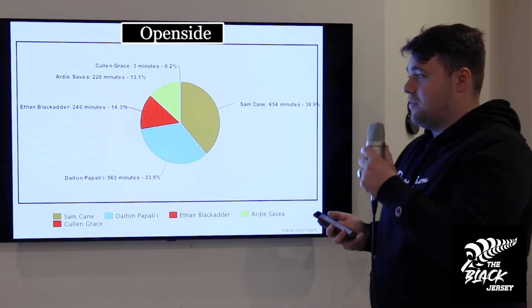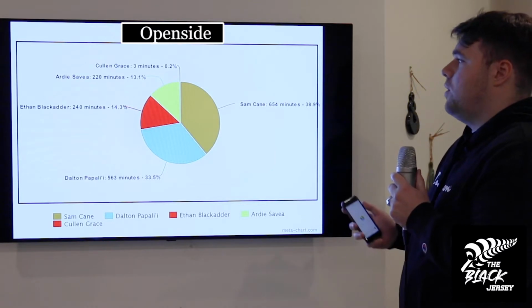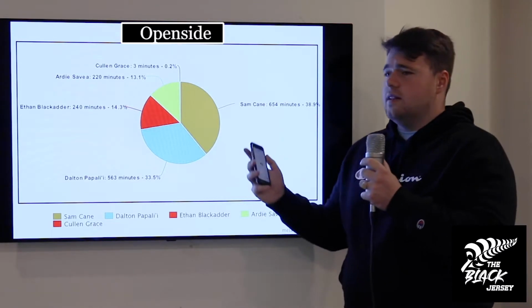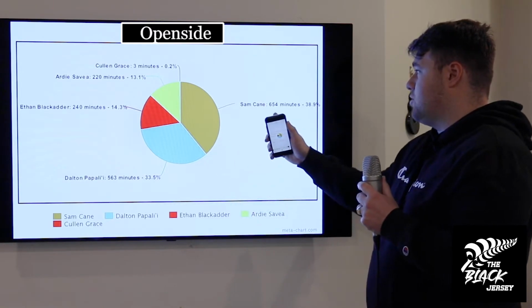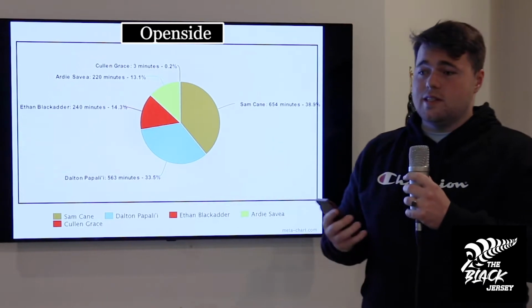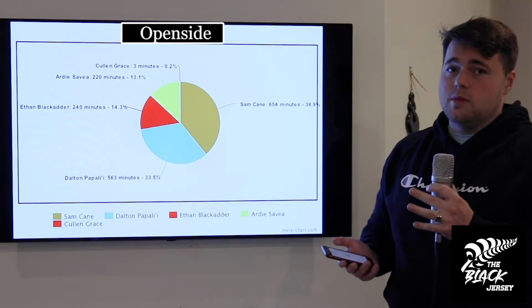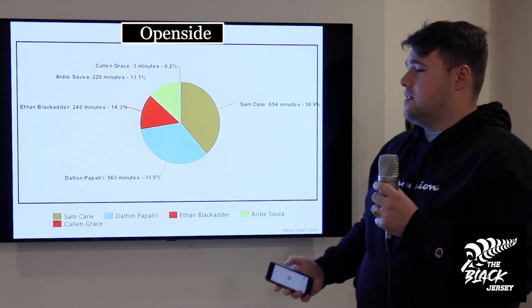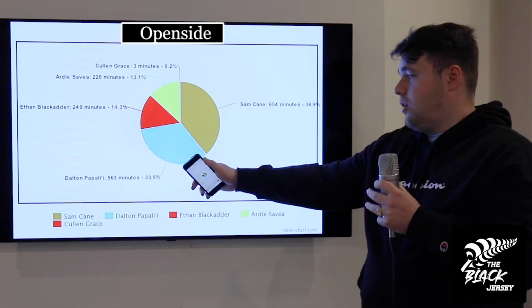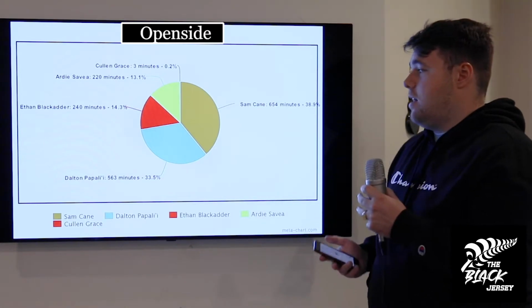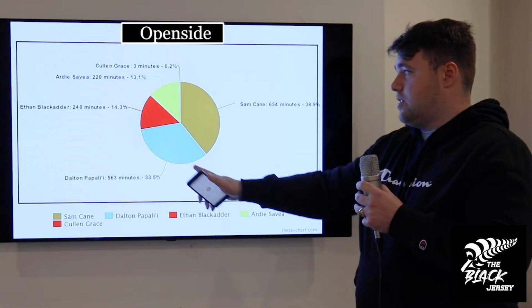Over to Openside, it's very clear cut, and this is possibly one of the best looking depth charts as well. Sam Cane has played a lot of minutes, 654, especially considering he was injured. Fozzie wants him to be captain for the long term, so he's given Papali'i all the minutes he can. Now was the time to give Papali'i game time, and he's got a lot of it, 563 minutes.